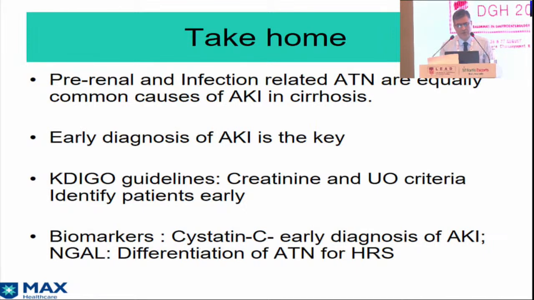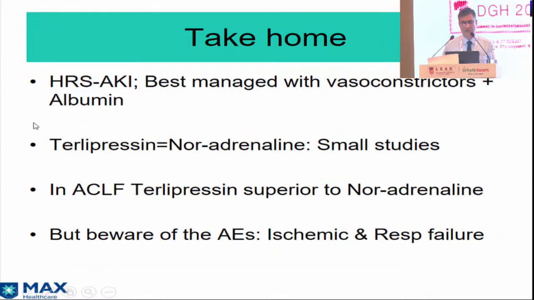So these are the take-home points. Prerenal azotemia and infection-related ATN are equally common causes of AKI in cirrhosis. Do not think only of HRS, think of these also. Early diagnosis of AKI is the key for treatment and prevention of mortality. Use KDIGO guidelines, which use creatinine as well as urine output criteria for identifying these patients early. Biomarker: cystatin C for early diagnosis of AKI, urinary NGAL for differentiation of ATN from HRS.